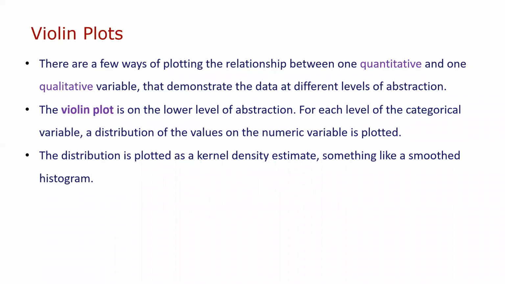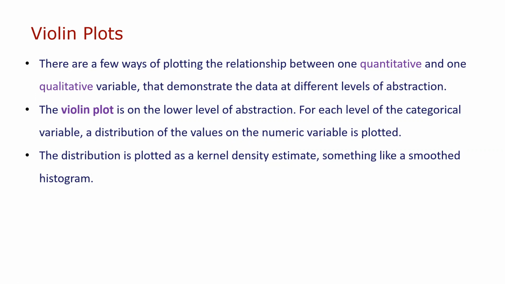We're going to go now to violin plots. There are a few ways of plotting a relationship between one quantitative and one qualitative variable. One of them is the violin plot, which is one of the lower levels of abstraction.